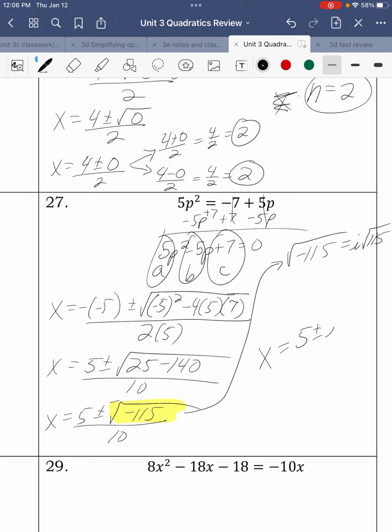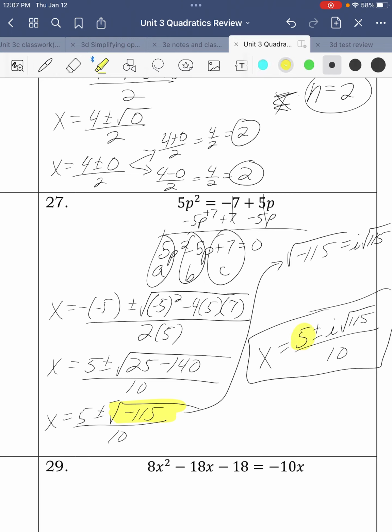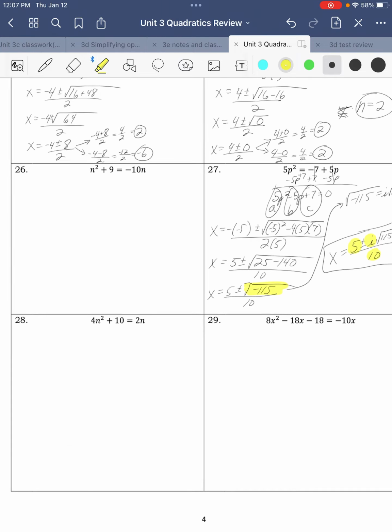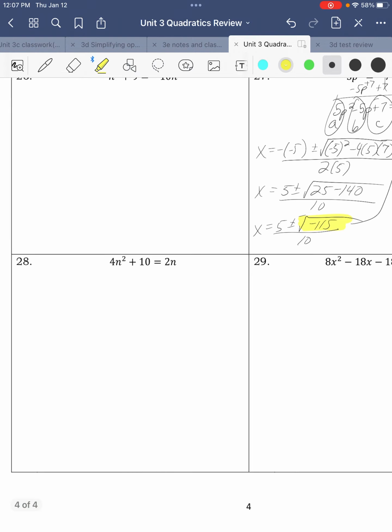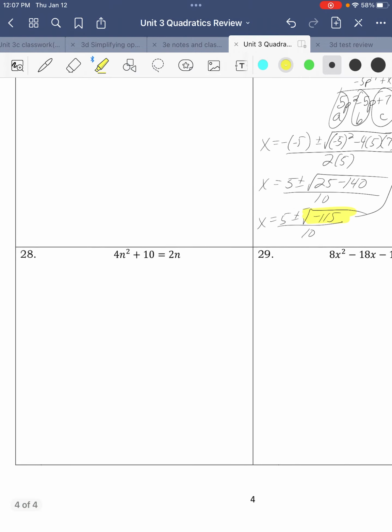So my final answer is 5 plus or minus i square root of 115, divided by 10. You cannot simplify this because you have a 5, an i, and a 10. Nothing there can be simplified in all three terms. All right, I'm going to work out number 28.